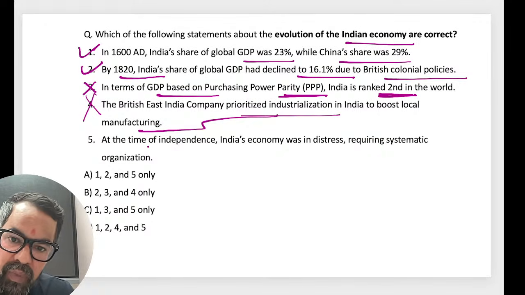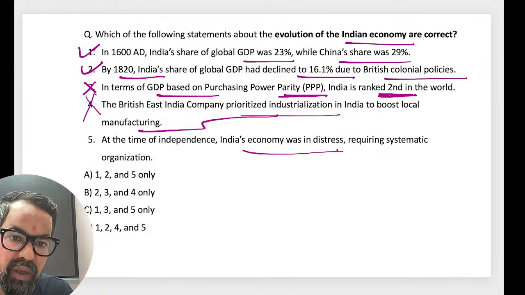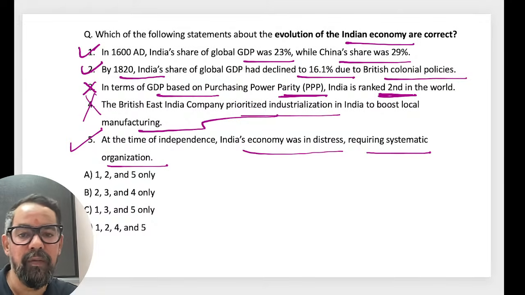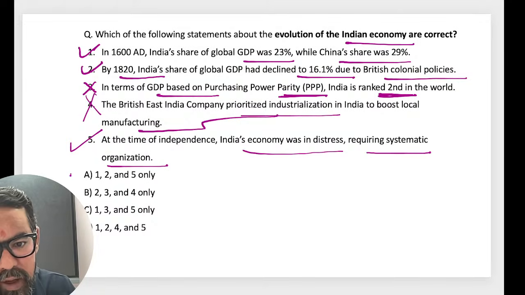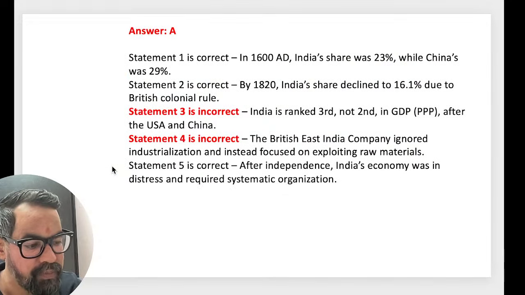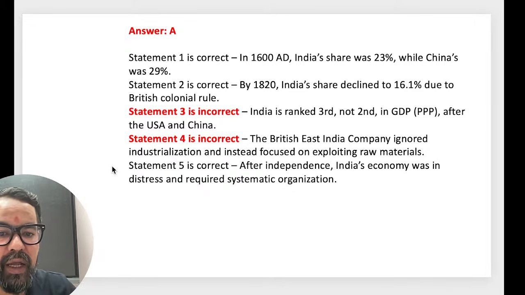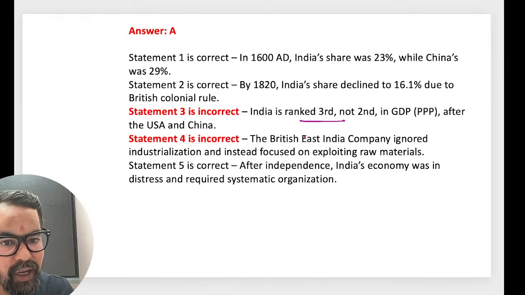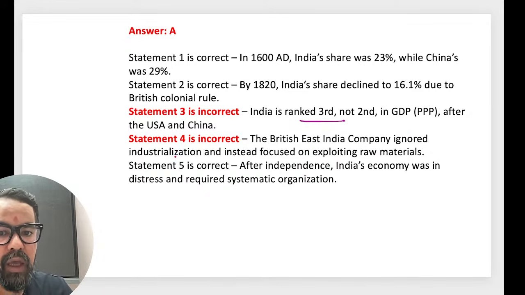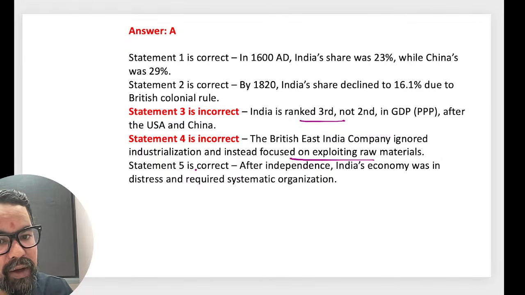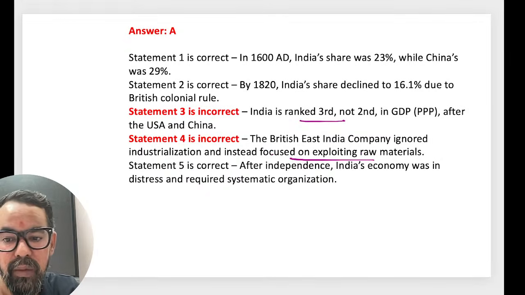The next one: at the time of independence, the Indian economy was distressed, requiring systematic organization or overall management. True. 1 to 5 means option A will be the right answer for this. Very good, guys. Awesome. So statement A will be the right answer. On PPP, we are third rank holder. The British East India Company ignored industrialization and instead focused on exploiting raw material. That was their major motive when they came to India.